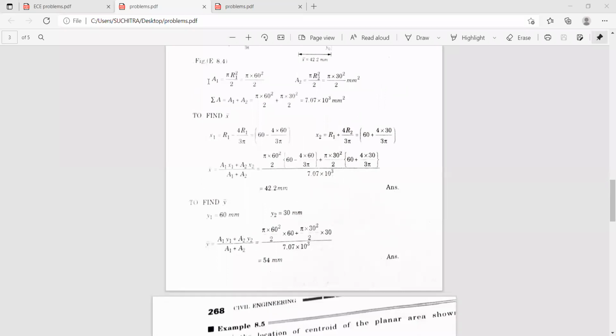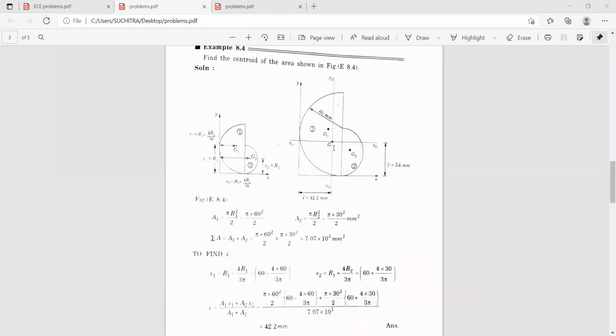You know the corresponding areas. So thereby you'll get the value of y bar as 54.54 millimeters. So this is the geometric center of the figure through which the x naught and y naught axes pass. So y bar is 54 millimeters and x bar is 42.2 millimeters.